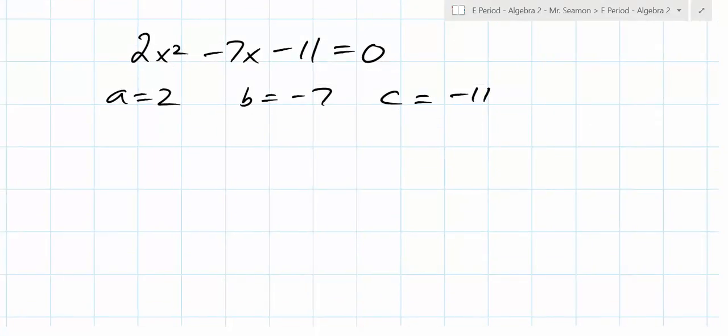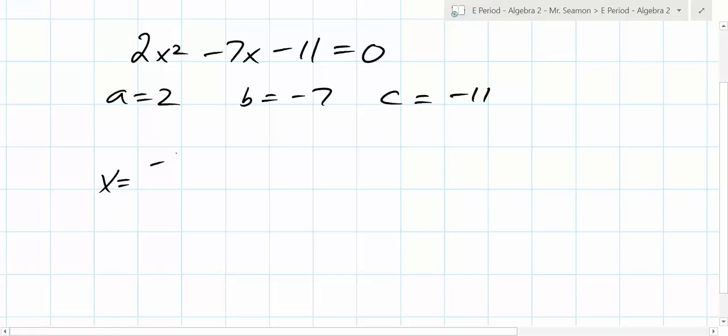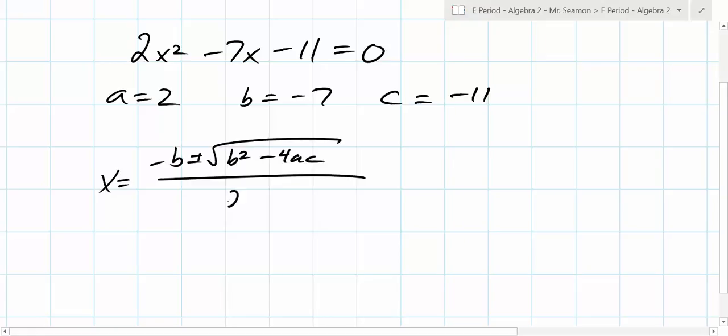Mixing the negatives. It's really easy to miss the negatives. Really, really easy. So then after you label the A, B, and C, what's a great thing for you to do? Alex, plug it into what? So what is the quadratic formula? X equals -b plus or minus the square root of b squared minus 4ac over 2a.